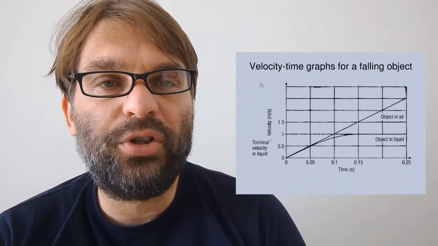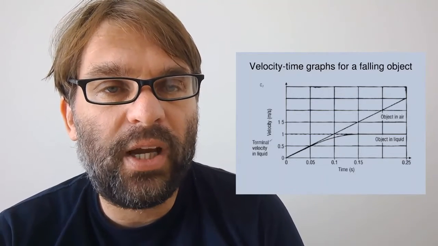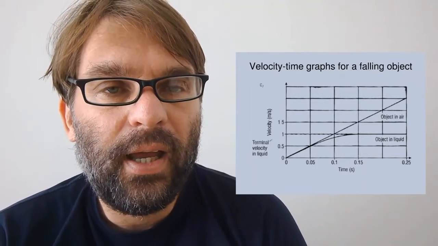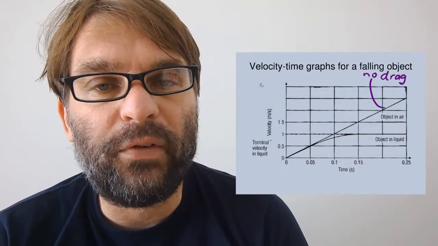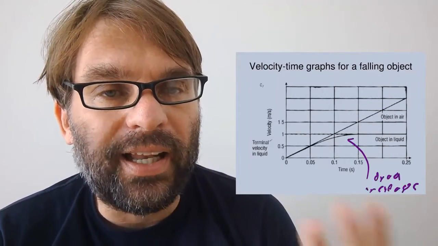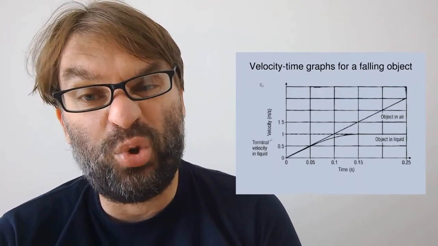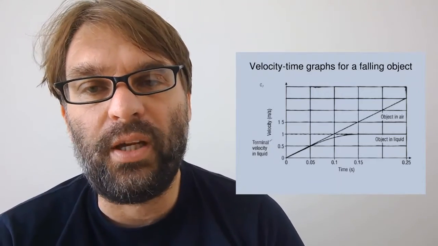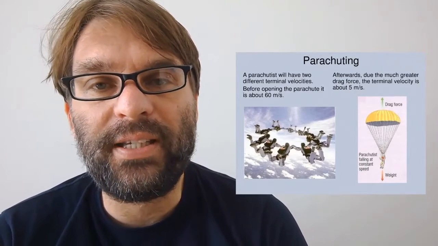So this is a velocity time graph for a falling object. Okay, so the first one, the straight line, is the object in air. When it is in air, okay, it's going to have a terminal velocity. Okay, and then if it's, say, in water, in a liquid, this is the object in a liquid. You can see that the drag forces are stronger, so it doesn't take as long for that terminal velocity to occur. So parachuting is an example of that.